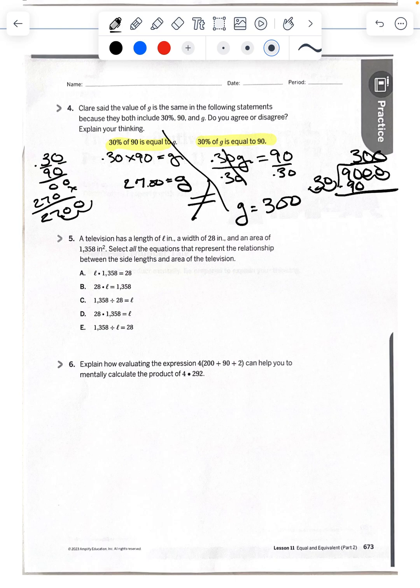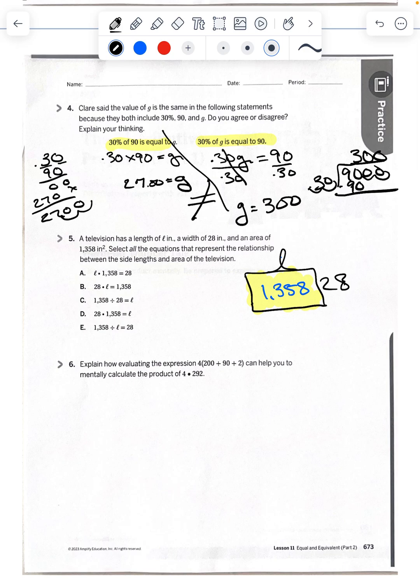A television has a length. I want to draw a picture. A television has a length of L inches, a width of 28 inches, and the area, the amount of space inside, right, is 1,358. So something times 28 is 1,358 square inches. It says select all the equations that represent the relationship between the side length and the area of the television.